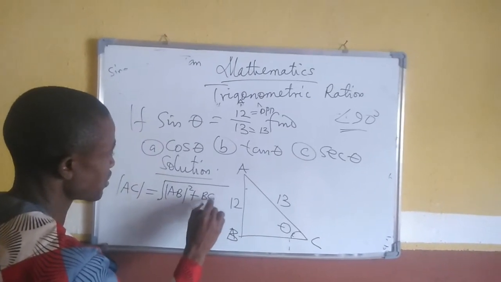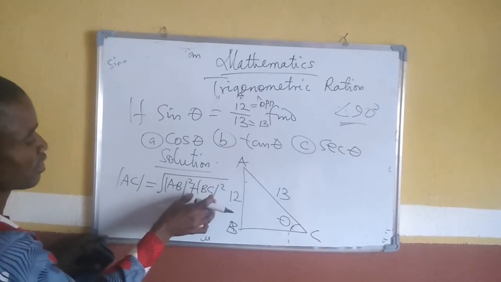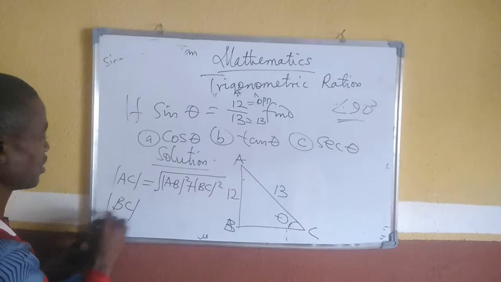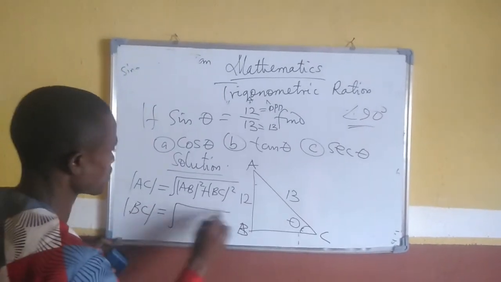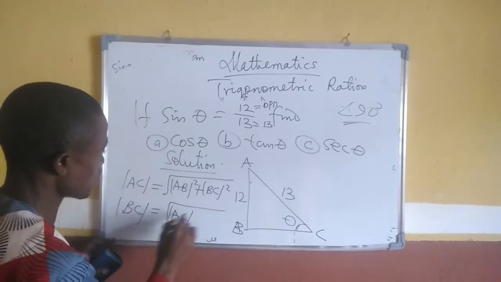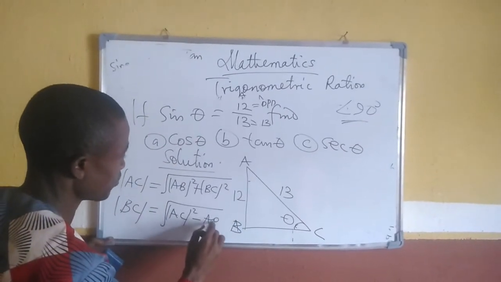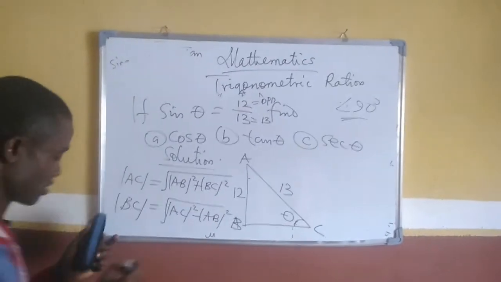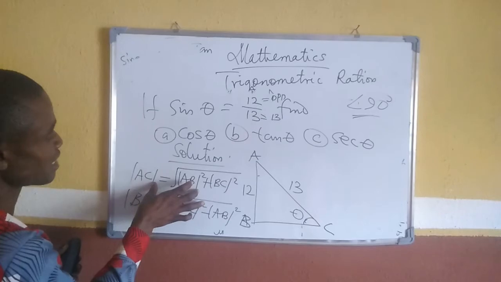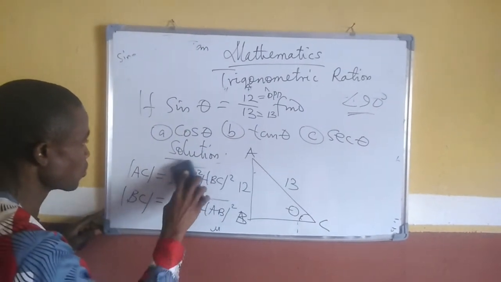So if I am to get BC, I will now have that BC equals square root of AC square minus AB square. Let me break it down again. From here, how did I get this? Watch. Let me remove this root.